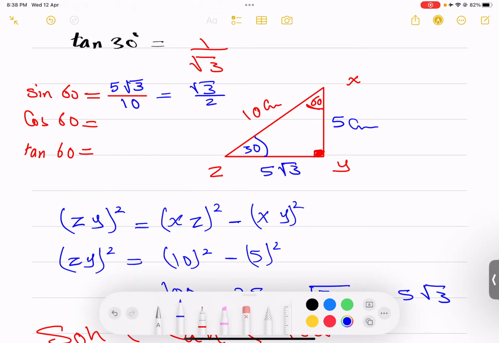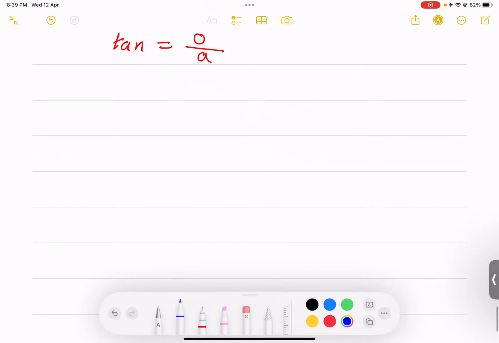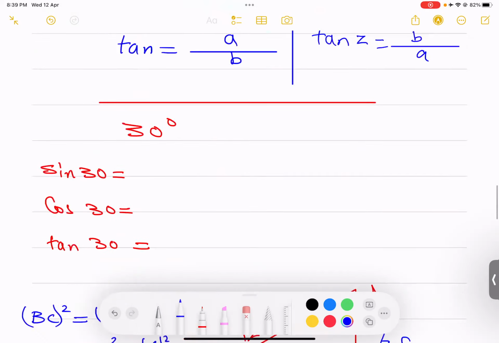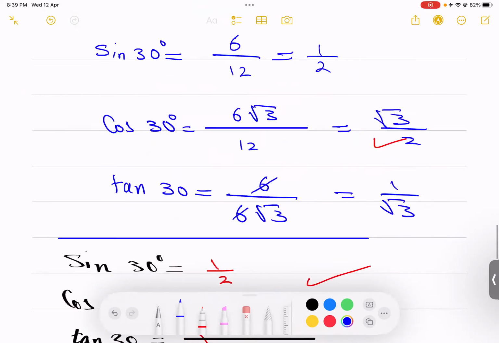What about the cosine of 60? It's going to be adjacent by the hypotenuse. So it's 5 by 10. Yeah, exactly, which makes sense. This part seems like half, right? What about tan? It's the opposite by the adjacent side. So the opposite side is 5 root 3, and the adjacent side is 5 centimeter. Let me cancel this one. So it's going to be root 3. So it's obviously clear. Let me write it over there.